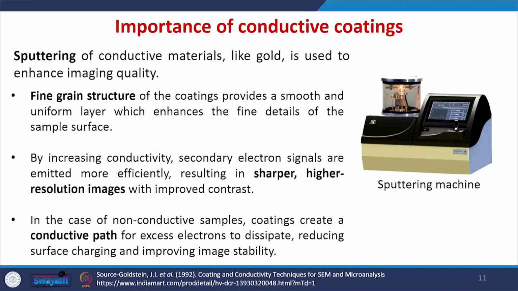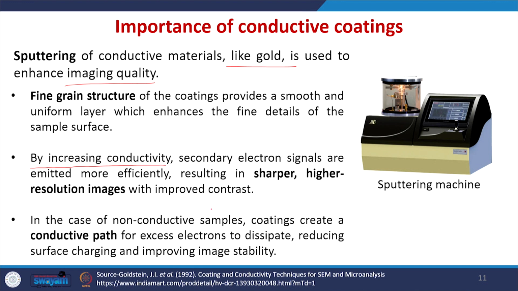Whenever we are using these biological samples or non-conductive samples, we get poor resolution and sometimes the sample may get damaged. So, how to overcome that? We can overcome that by sputtering of conductive materials. How can we do that? We can do the sputtering of conductive materials like gold, which will enhance the image quality. How does it increase the image quality? It will increase the image quality by increasing the conductivity.